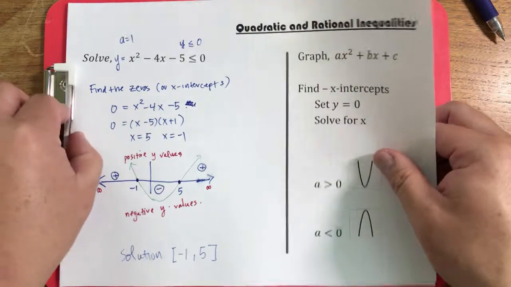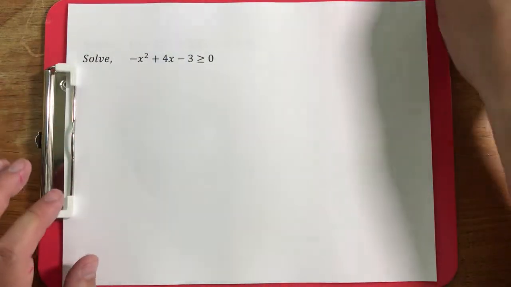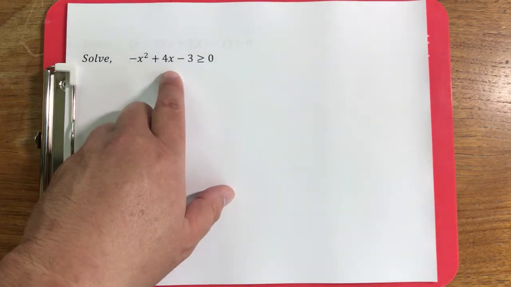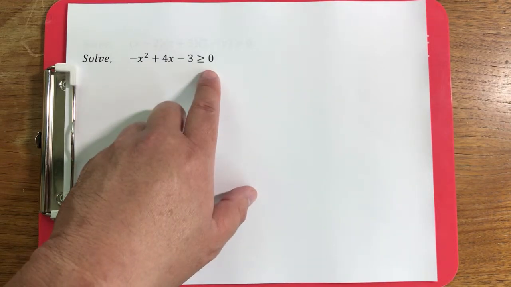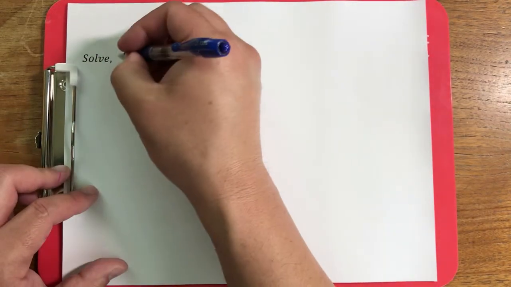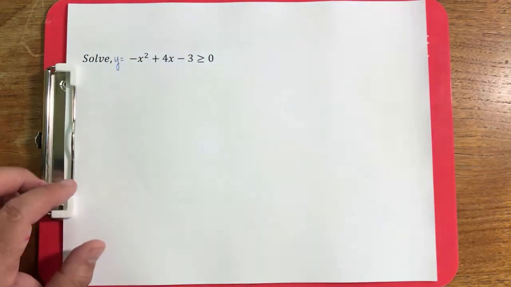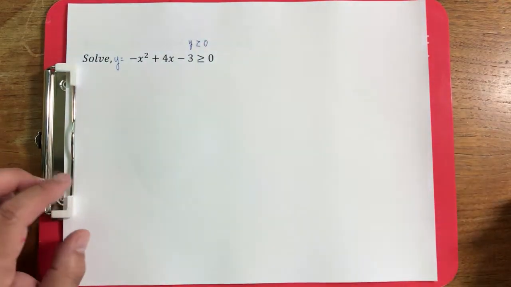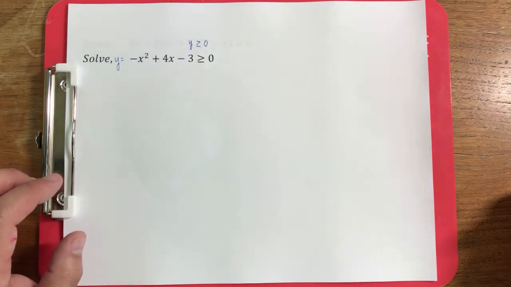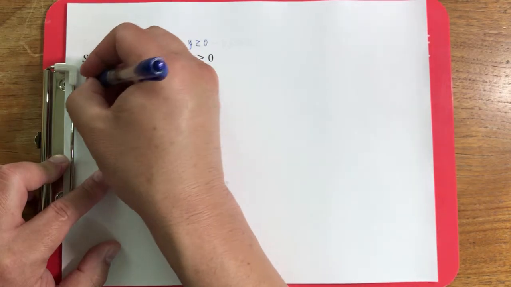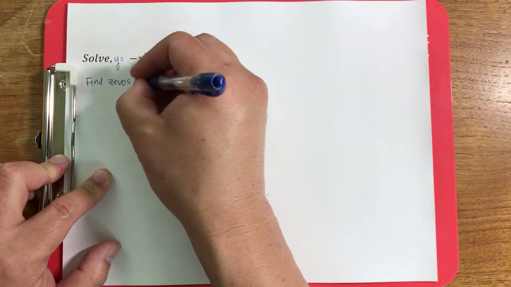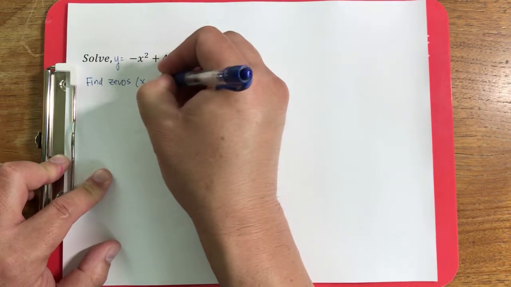Okay, now let's try another one. Let me give you a brand new problem, and then let's ask the question again. When is this graph above the x-axis? If we name this quadratic y, we want to know when is y positive. So let's do what we did before. Let's find our zeros. Remember that our zeros are our x-intercepts.